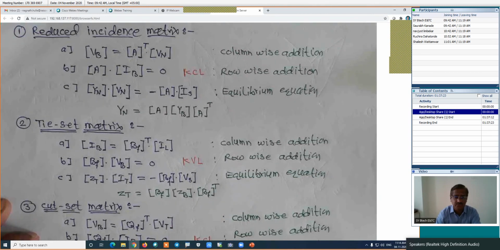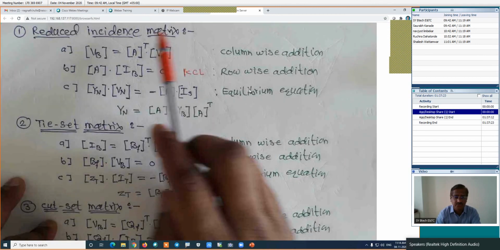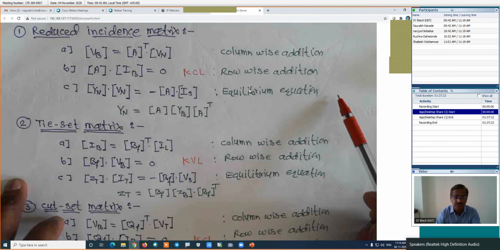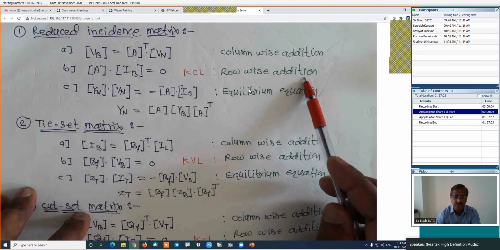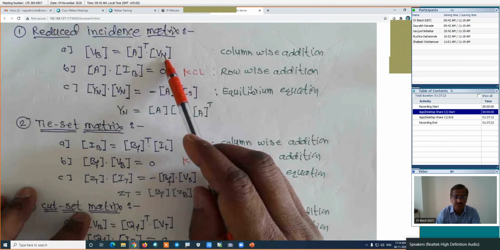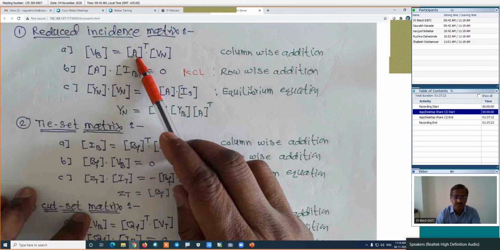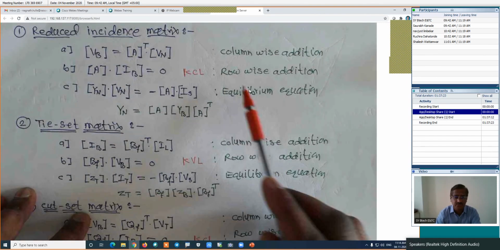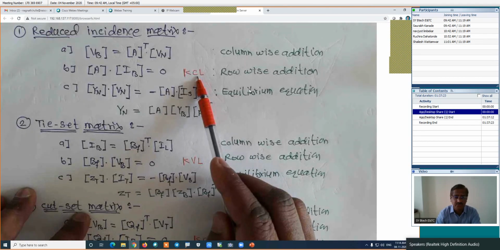We have discussed the 3 methods, and I want to conclude. First, we discussed the reduced incidence matrix. We have 2 things: column-wise addition and row-wise addition. Column-wise addition gives VB equal to A transpose into Vn, where Vn is the node voltages, A is the reduced incidence matrix, and this is the transpose of that matrix. Its row-wise addition is A into IB equal to 0, which is the same as the KCL.